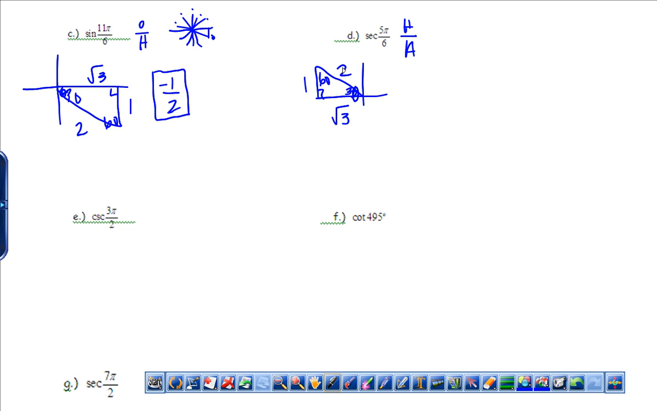Secant is hypotenuse over adjacent, so 2 over root 3. If we rationalize, this is 2 root 3 over 3. Checking to see if this needs to be negative. This is in the second quadrant, so it is going to be negative. All students take.